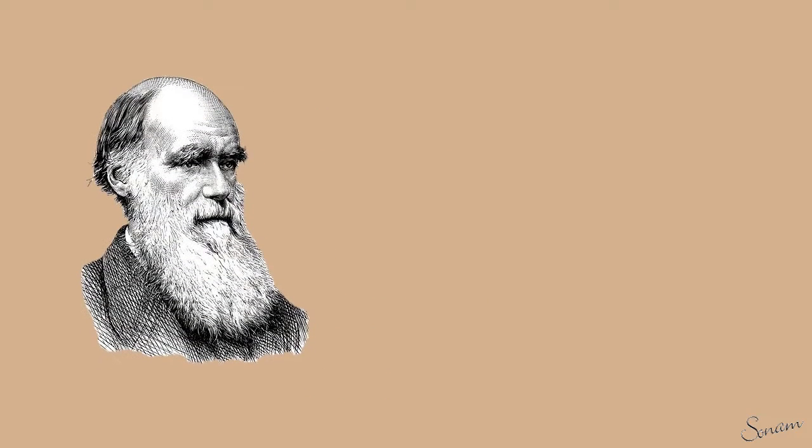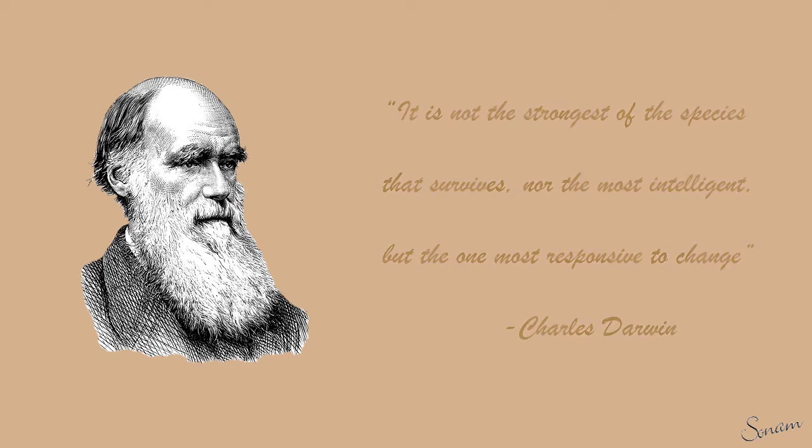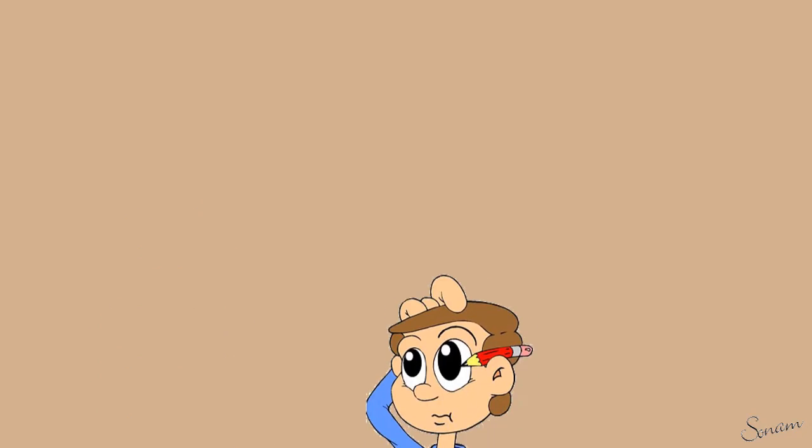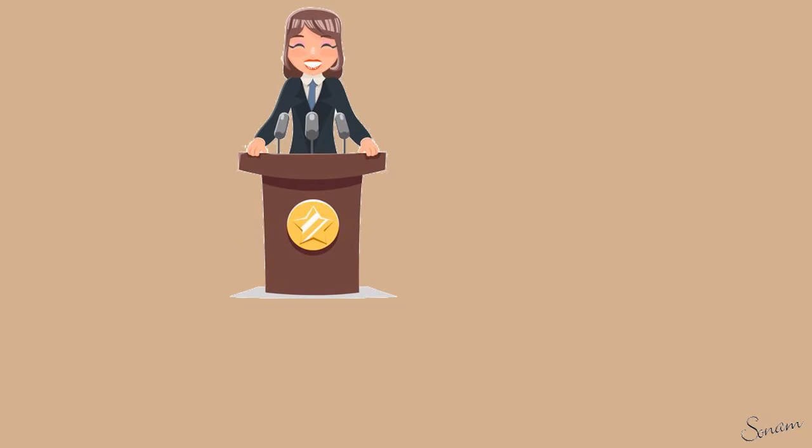Let's start with the famous quote by Charles Darwin. It is not the strongest of the species that survives, nor the most intelligent, but the one most responsive to change. You must be thinking, what has this quote got to do with genetic algorithm? Let us understand with a basic example.